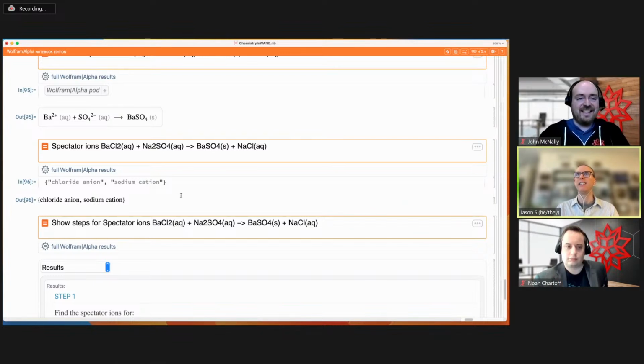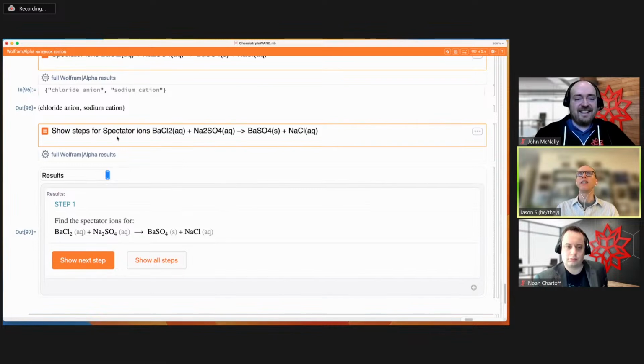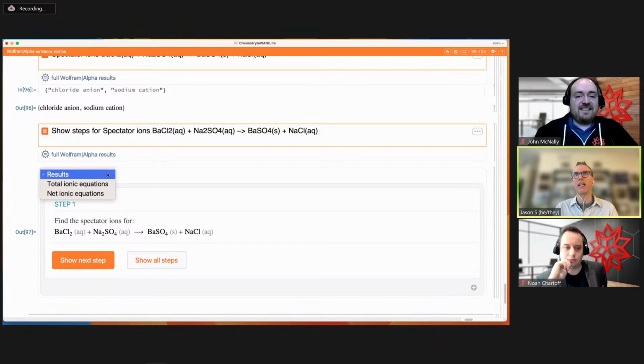Indeed, indeed. So again, here, if we were to show the full Wolfram Alpha results, you'd see that if you ask for any of these three species of results, so the spectator ions, the net ionic, you're going to get the other ones as well. And likewise, when you ask for the steps for this, you get those as well.